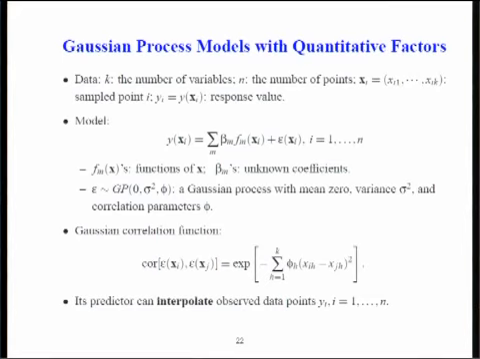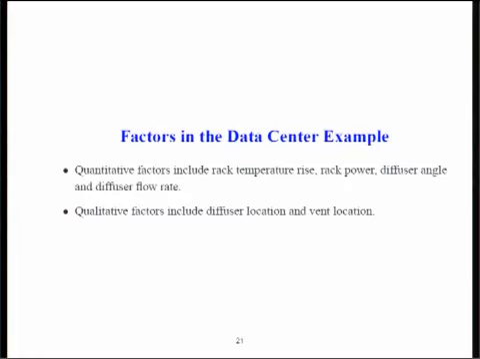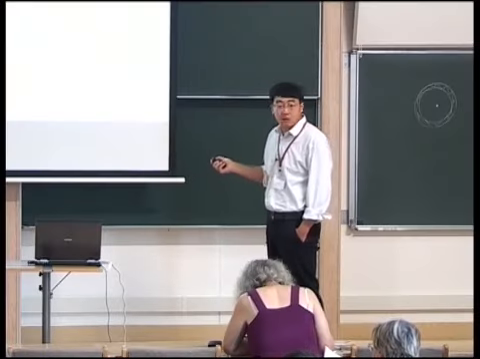The assumption is everything needs to be continuous. So if you look at existing Gaussian process models, basically we assume everything is continuous. Because we assume continuous, we can define distance, we can define correlation, etc. And for our case, we cannot use this because we have categorical variables.